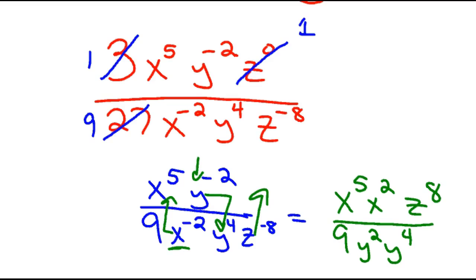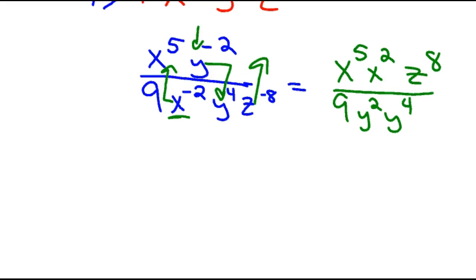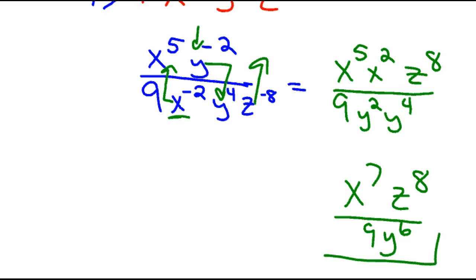And then you just go ahead and simplify what you have. So x to the 5th times x squared. If you use your first rule of exponents, that means we have x to the 7th. z to the 8th just stays like it is. And then y squared and y to the 4th would be y to the 6th. So 9y to the 6th. And so there's one way to look at it.